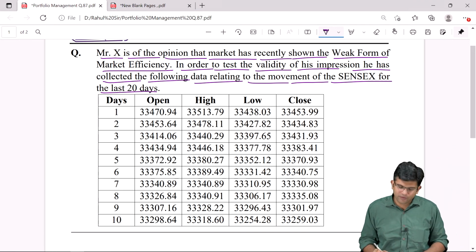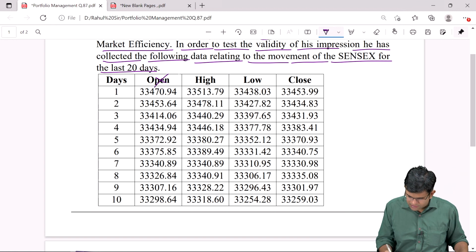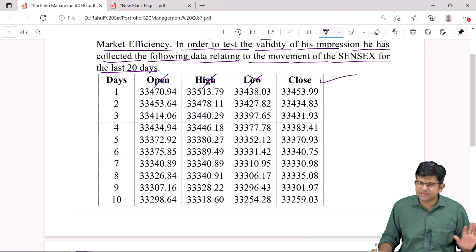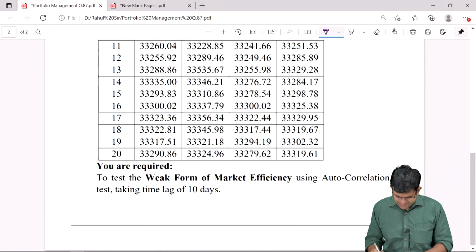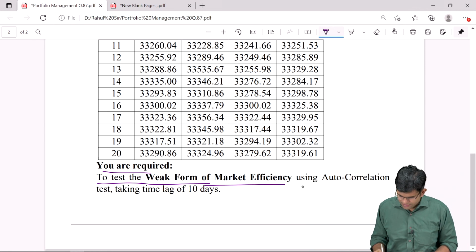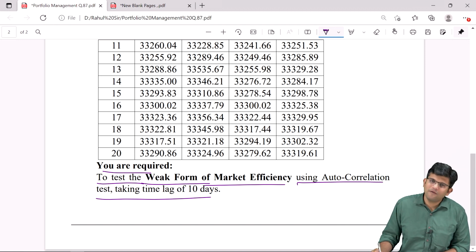So they have given you data for the last 20 days. Please note, we are not concerned with open, high or low. We are only concerned with the closing prices of the Sensex, right? These are the points given to you. Then they say you are required to test the weak form of market efficiency using the autocorrelation test, taking a time lag of 10 days.